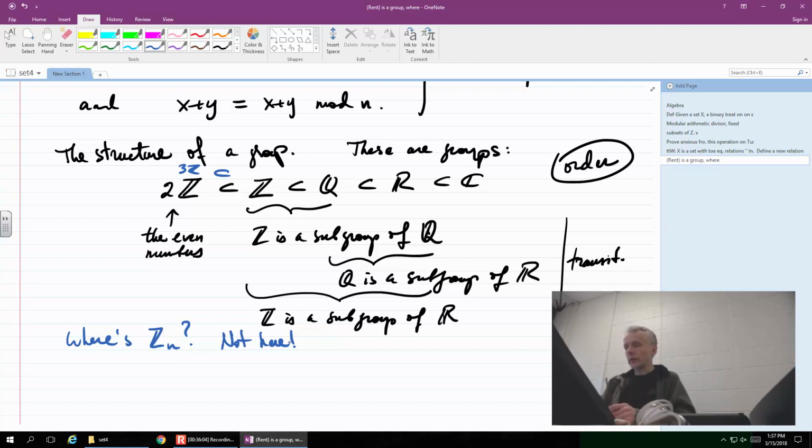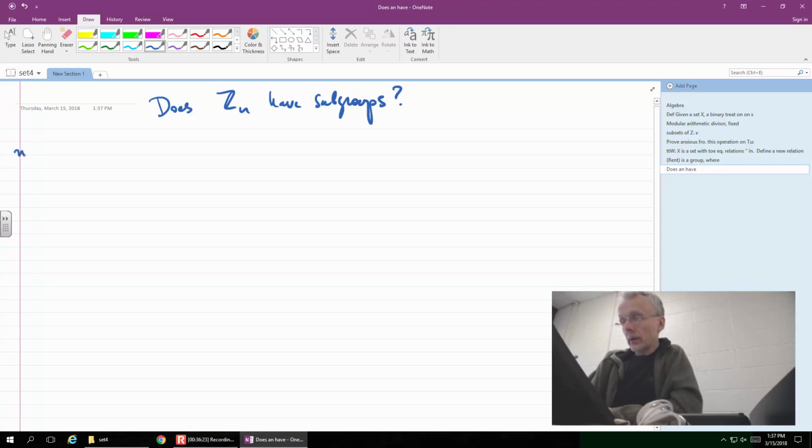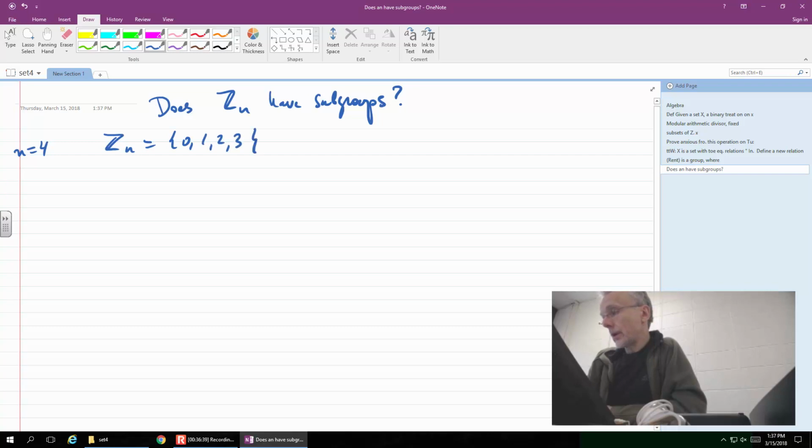Okay, so let's examine what Zn is. Does Zn have subgroups? That's what I would like to investigate. I'm going to go with n equal to 4. Then Zn is 0, 1, 2, and 3, with addition mod n, where x plus y is equal to x plus y mod n, mod 4.